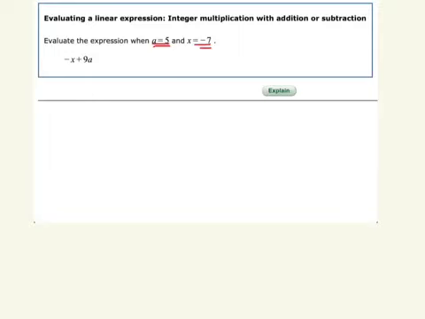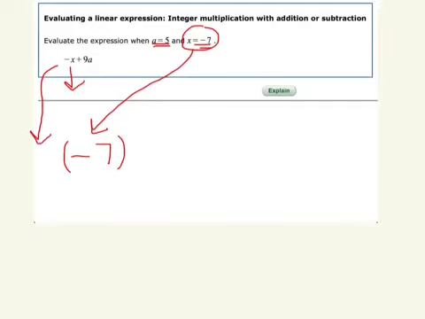So this right here, negative x, I am going to plug in the negative 7. One of the tricky pieces to this problem is the fact that it is a negative x, or otherwise known as the opposite of x. Well, we know from right here that x has a value of negative 7. But in this problem, it is asking us to take a negative x, the opposite of x.